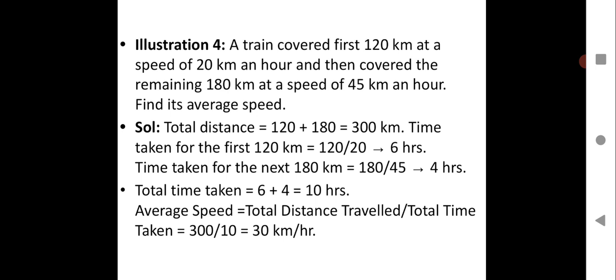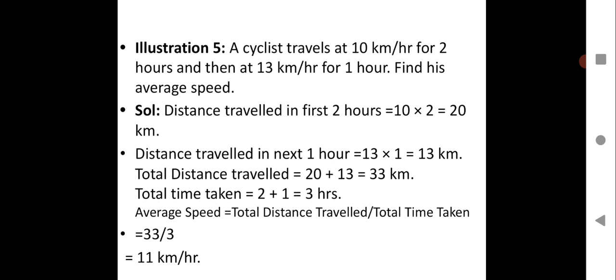What will be the average speed? Apply the formula, total distance travel upon total time. So the time taken, that is 300 upon 10. The 300, that is the total distance, upon the total time taken. So you got 300 upon 10 is equal to 30 kilometer per hour. Very simple.